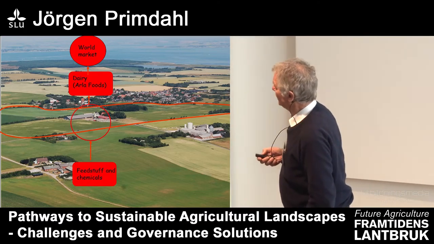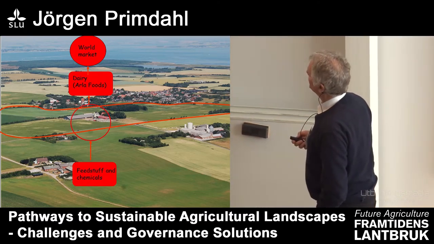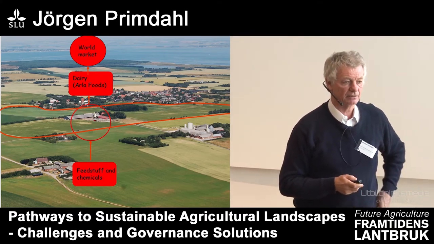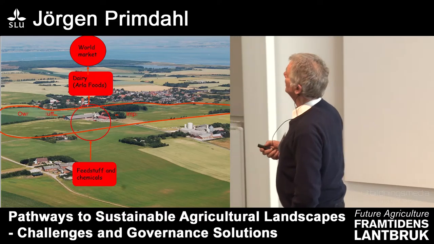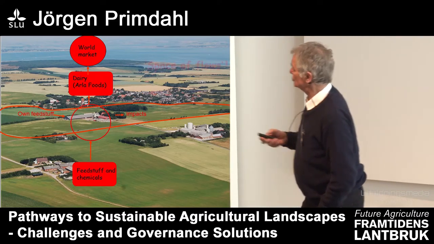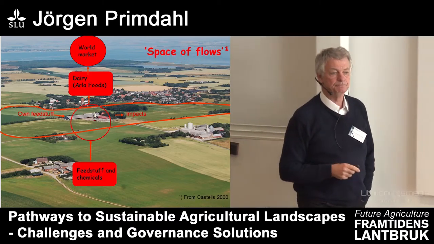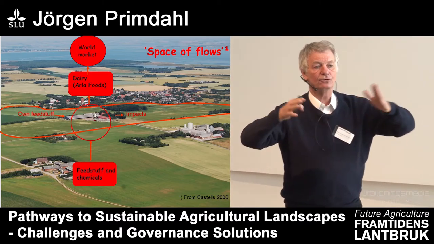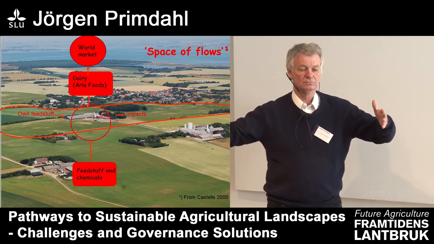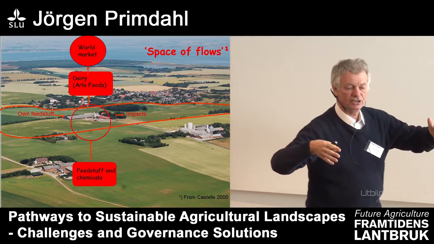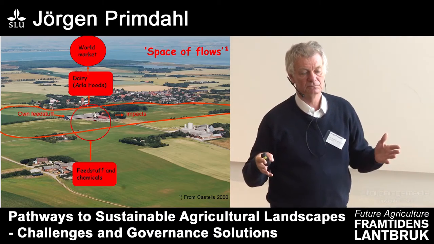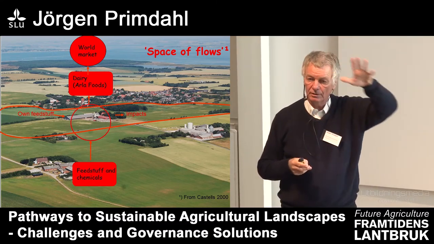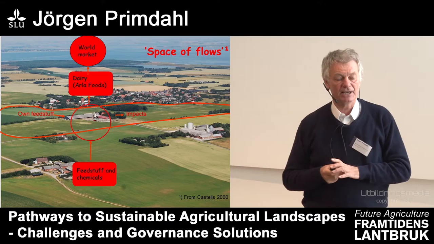He buys some feedstuff from outside, chemicals, energy, and then he produces milk, and he delivers to Arla Foods, and then he's instantly linked to the world market. He's very efficiently linked up to what you can call space of flows, using Manuel Castells' work on network society. He talks about spaces of flows, which describe how the world increasingly is organizing into networks, and how these networks increasingly become hierarchical. And in this case, he's linked up to a very efficient and worldwide network within the milk market, within the dairy market.